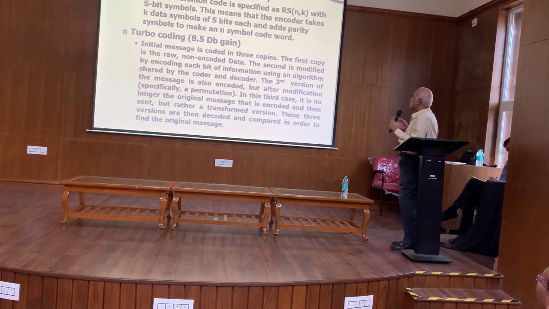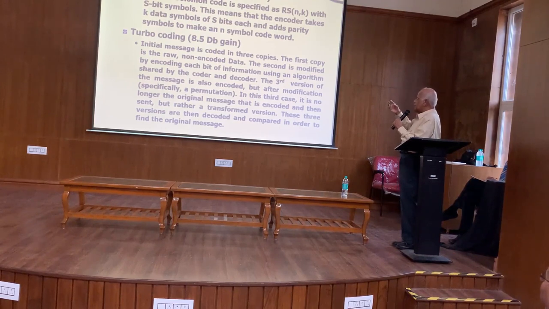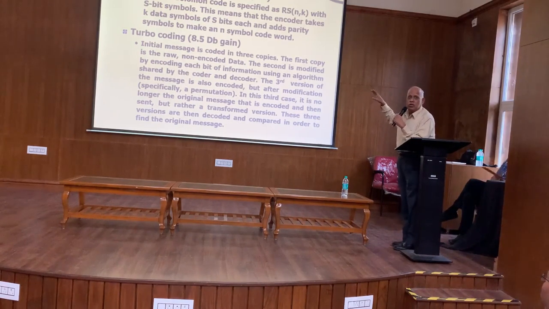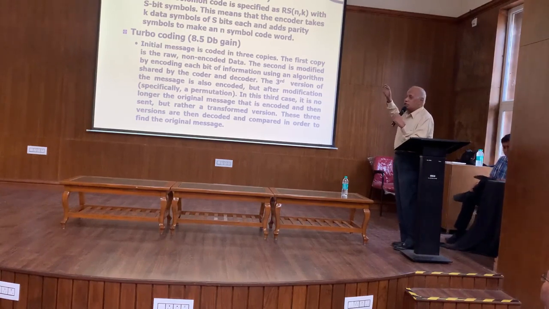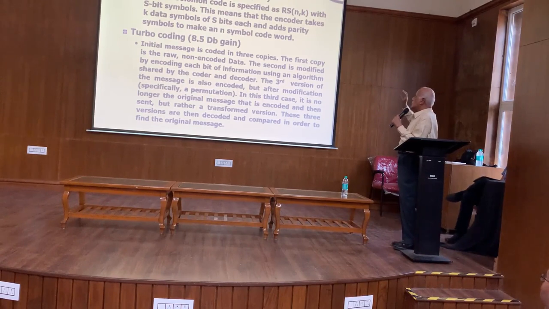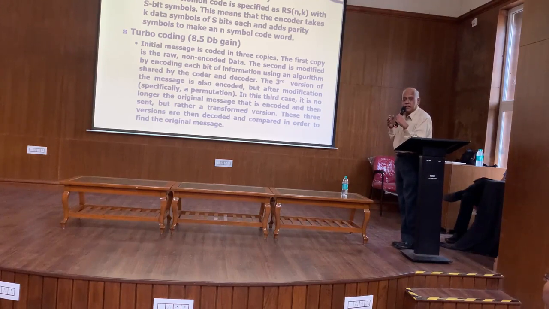Reed-Solomon coding is also quite popular. Here, assume there are S-bit symbols. This means that the encoder takes K data symbols of S bits and adds parity symbols to make an N-symbol code word, which simply means you add parity codes to an already existing information data code stream. And then these parity codes are looked for at the receiving end. Parity codes are removed, and if the parity codes' positions are changed, it's understood that an error is detected, and then that packet is rejected and a retransmission is requested.